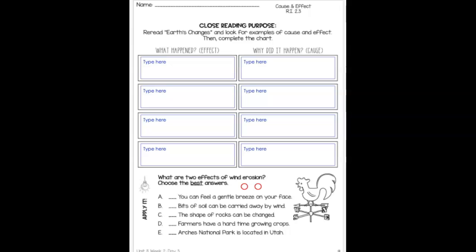So what causes shoreline change? Go ahead and pause the video now. Come back when you found that. That's paragraphs 4 and 5. And this formed the Grand Canyon. You're going to underline the text evidence that helps you answer the questions. Okay?